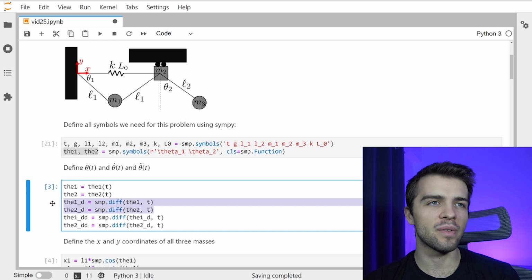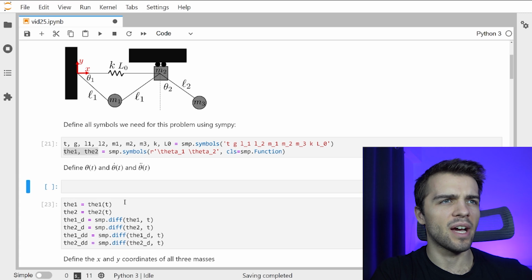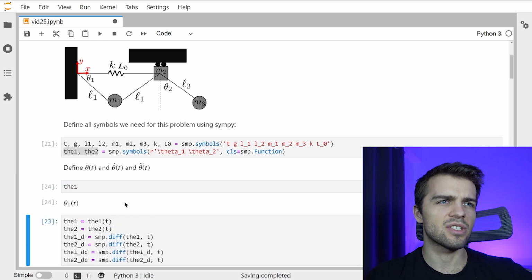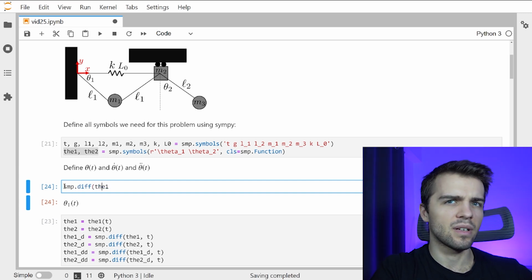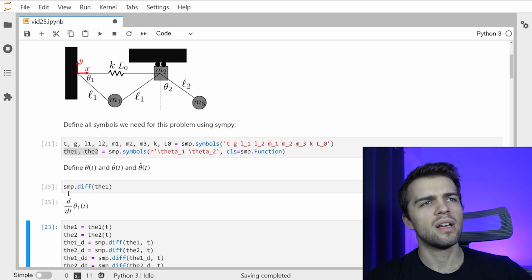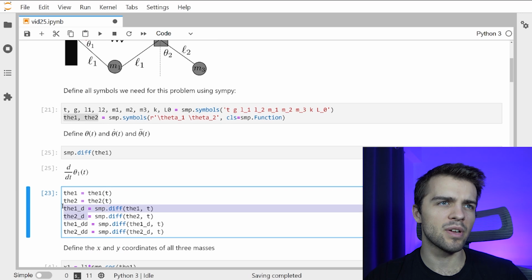I also define the derivatives, right? Because if I have theta 1, so I'll run this cell. If I have a symbol theta 1, and this is a function that depends explicitly on time, I can take the derivative of this as sp.diff as follows. And it'll save it like this. And then I define my derivatives, right? And I also define my second derivatives.